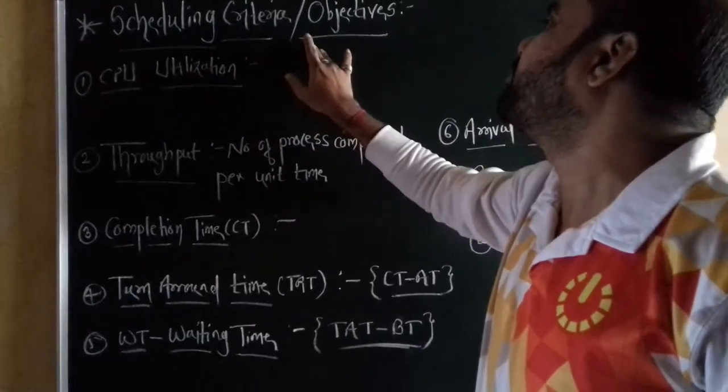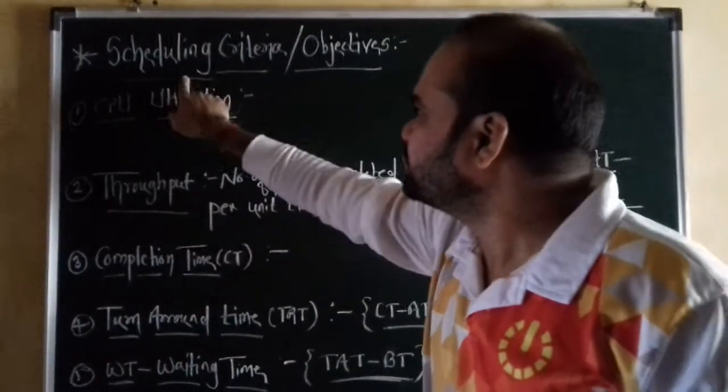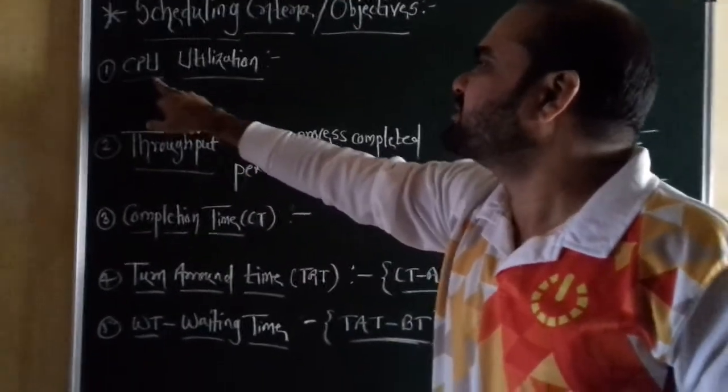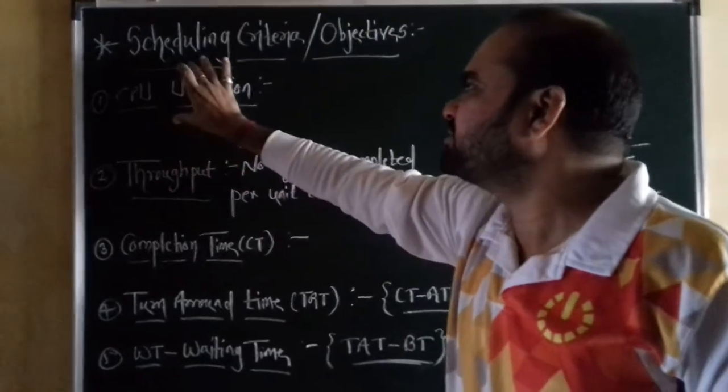Scheduling criteria or objectives. Okay, next point is the scheduling criteria or objectives. In that, the first point is CPU utilization.